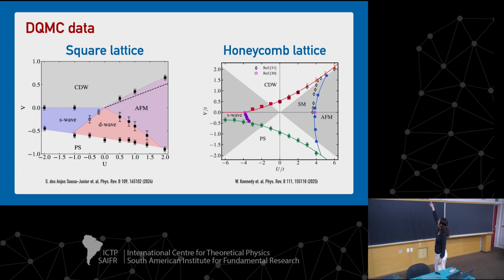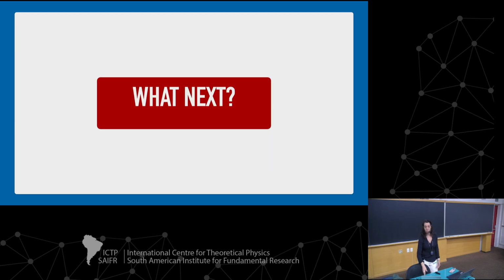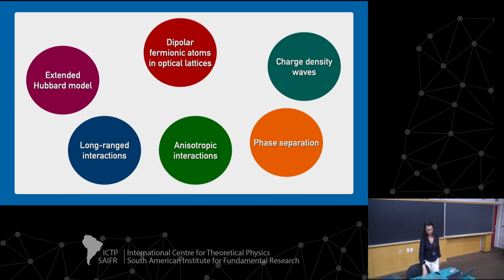And here is what happens in the honeycomb lattice. So in the honeycomb lattice, when it's attractive, we have s-wave. When it's repulsive, you have a semi-metal, and beyond some critical value of U, you have an antiferromagnet. And when you add this V, you also see CDW, phase separation, and so new phases arise in both cases. So what to expect in these years to come?